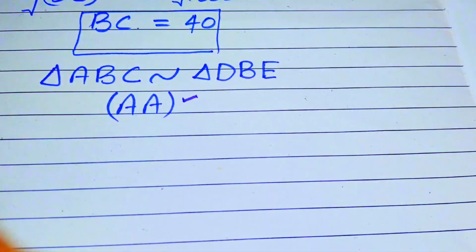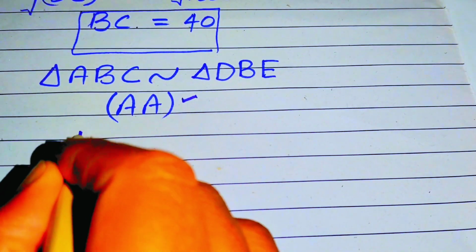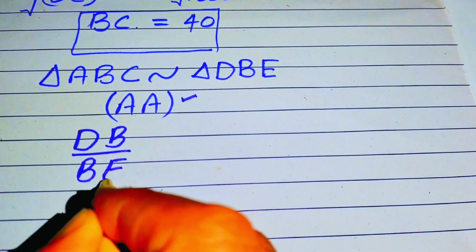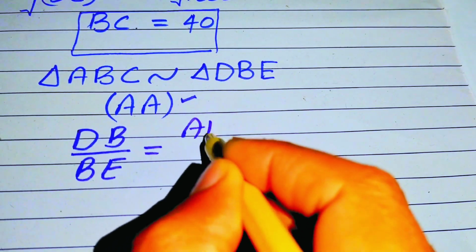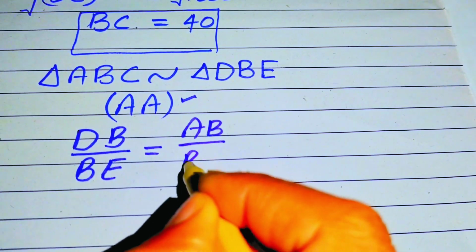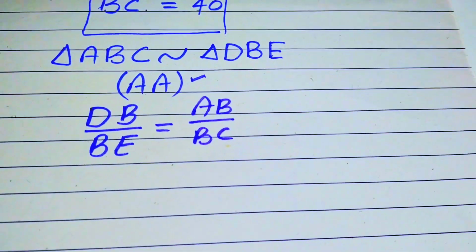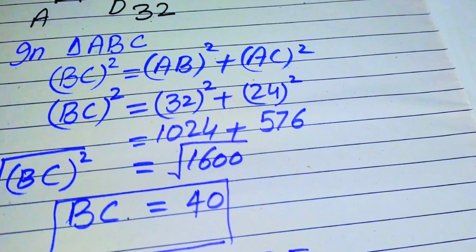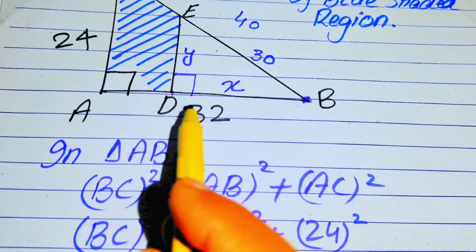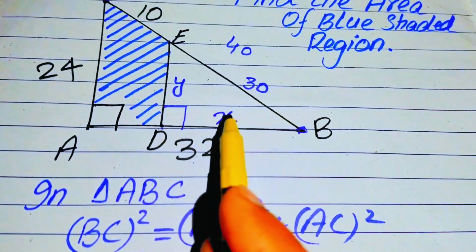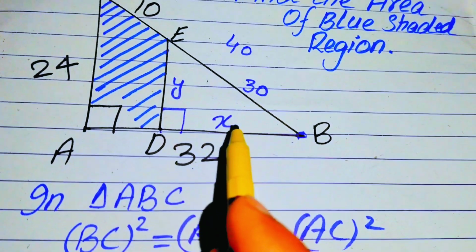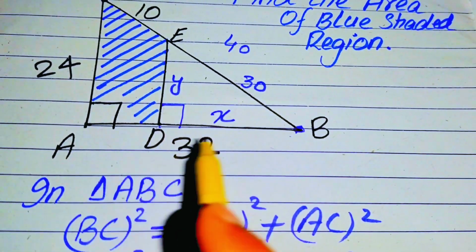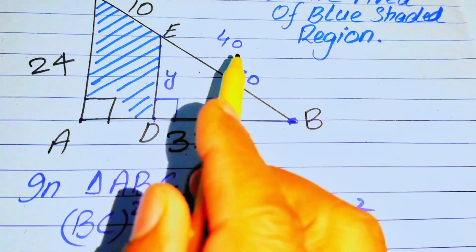This is according to this similar triangle. So we write it as dB over BE ratio equals AB over BC ratio. Now we just substitute the values. dB is x, the value of BE is 30, the value of AB is 32, and BC is 40.